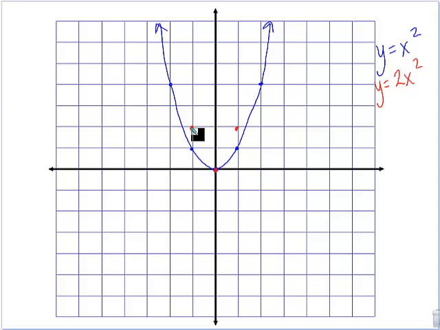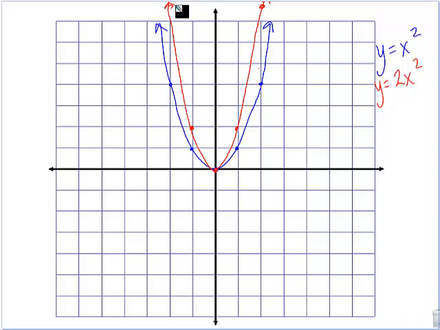Now let's think about what happens if we go over 2. If we go over 2, what's 2 squared normally? 4, but we have a 2 in front, so we'd have to multiply it by 2. So we'd really go up 8. So 1, 2, 3, 4, 5, 6, 7, 8. Oh, a little bit off. And it'd be the same in the negative direction. So that would be our parabola for y equals 2x squared.